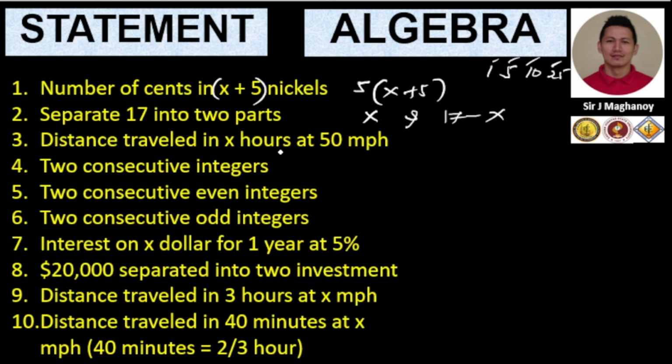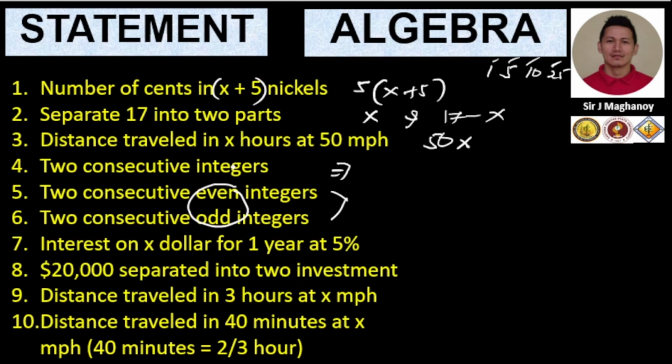How about for time, rate, and distance? Statement: distance traveled in x hours at 50 kilometers per hour. Assuming time, rate, and distance, the distance traveled in x hours at 50 kilometers per hour, we can write in algebraic form as 50x. How about for two consecutive integers? Here for even and odd, they are the same, or two consecutive.